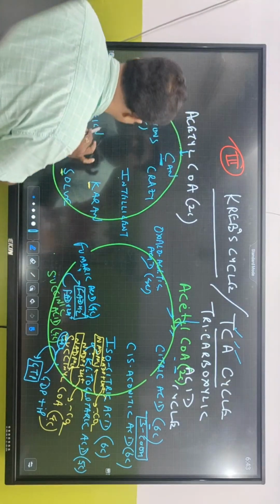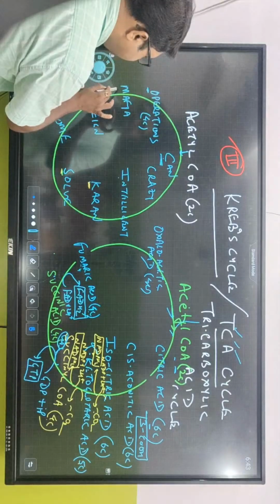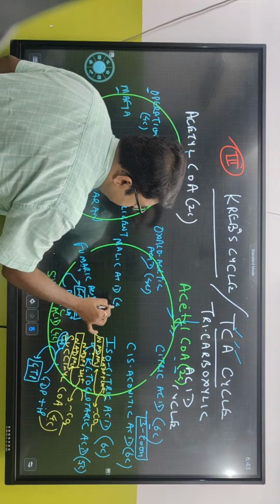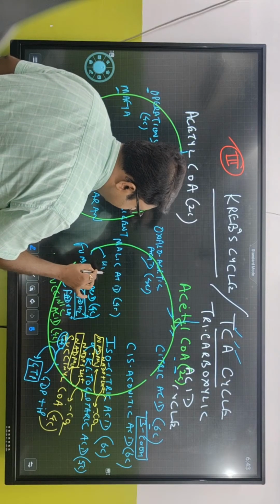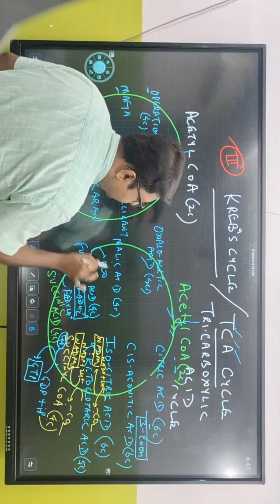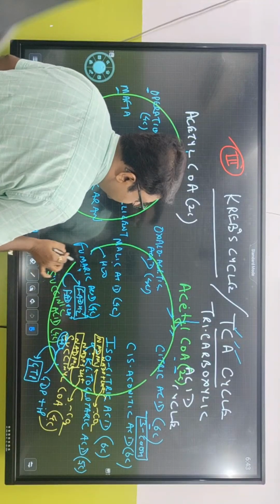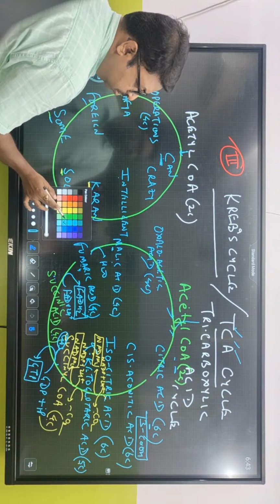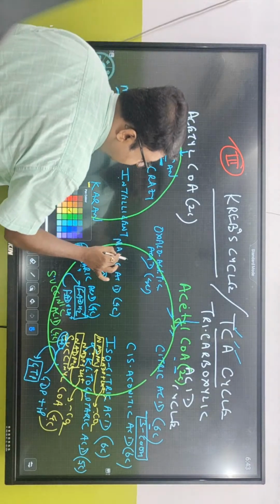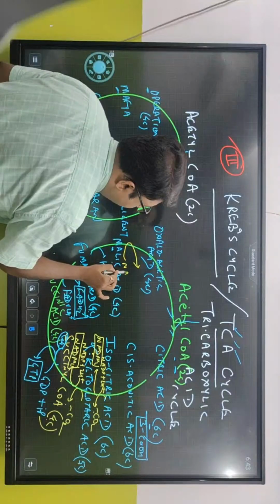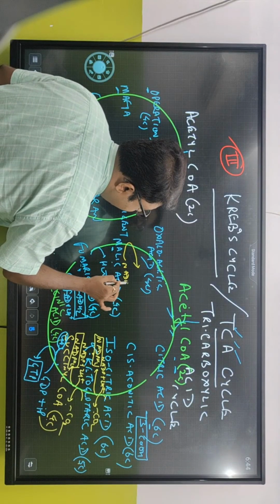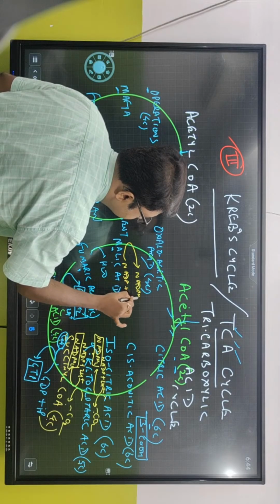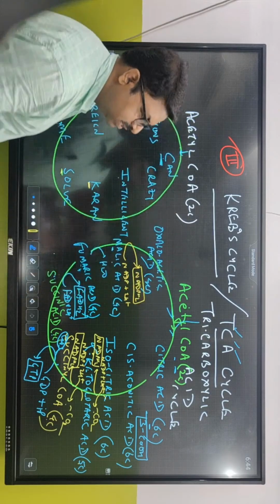Now fumaric acid forms what? Malic acid. Nothing as such happens in this reaction. So the water goes off from here and it forms into malic acid. It's a 4 carbon again. But from malic acid to oxaloacetic acid, there is no decarboxylation, but still NADP plus 2H plus makes what? NADPH2. Is this clear?